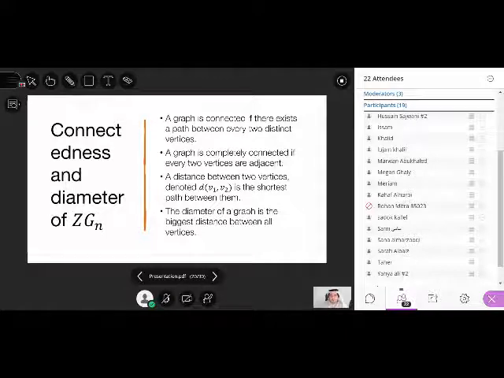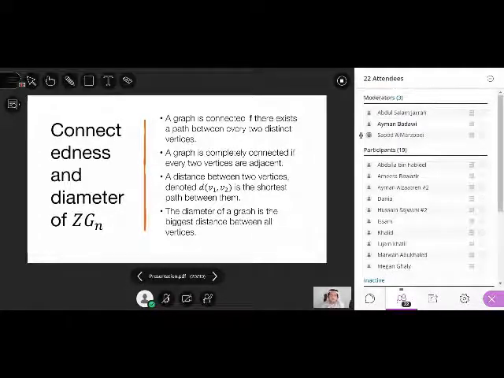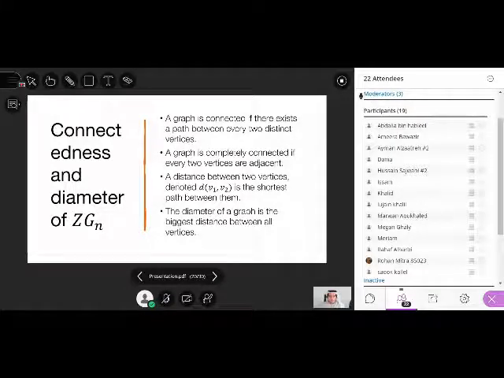A distance between two vertices, denoted d of v1, v2, is the shortest path between them. As I showed you earlier, sometimes two vertices might have more than one path. So the distance between them is the shortest path, or the path with the lowest length. The diameter of a graph is the biggest distance between all vertices. So if you take a graph and you take the distance between all possible pairs of vertices, and you list all of these distances, then the diameter would be the largest distance between them.